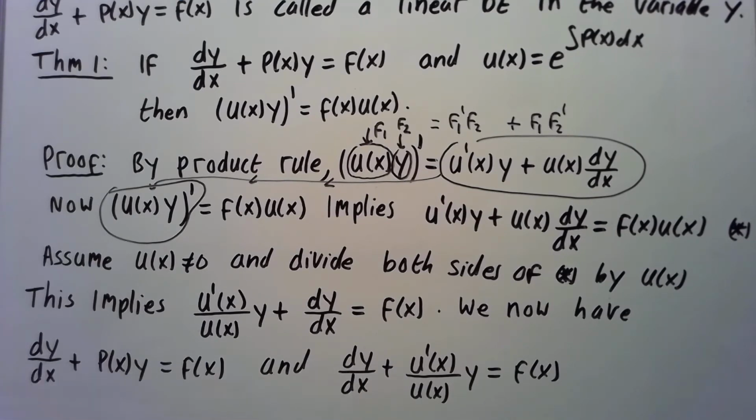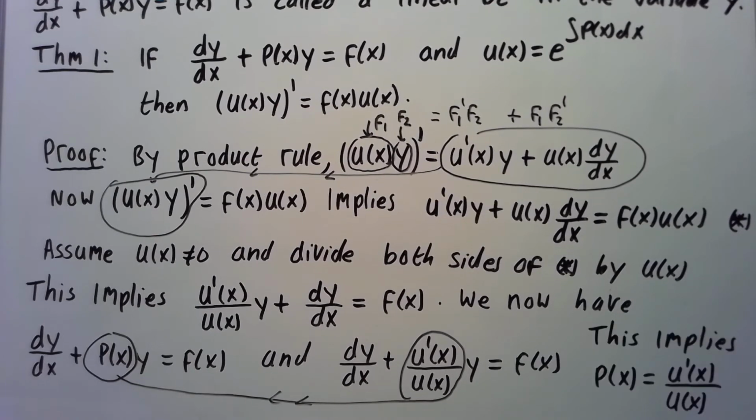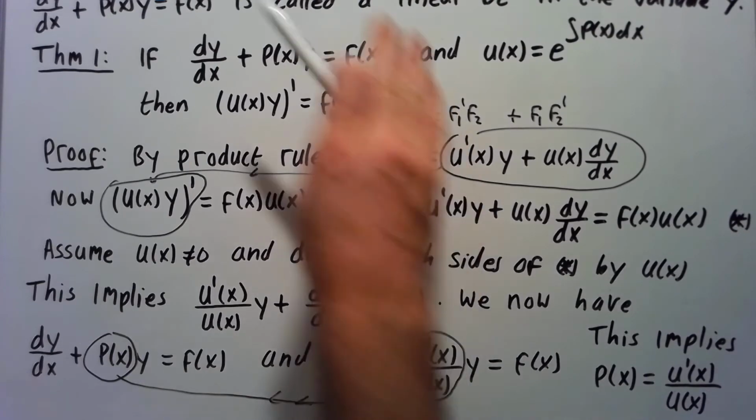So it looks like my p here would have to equal this. Okay, so let's state that. This implies then p of x equals u prime over u. Alright, so I'm out of space now, so I'm going to erase a few things and continue with the proof. We're almost done with the proof. So let me just erase a few things up here.